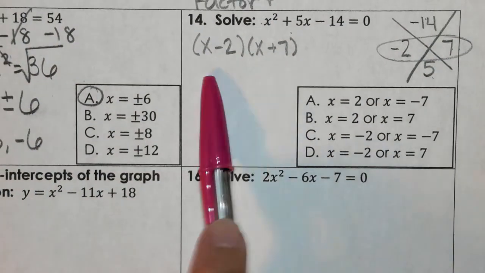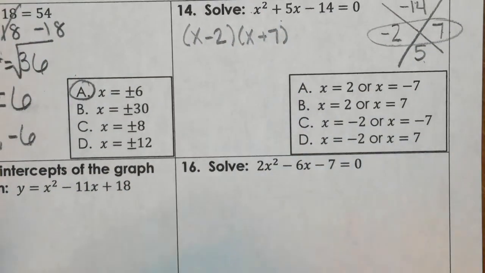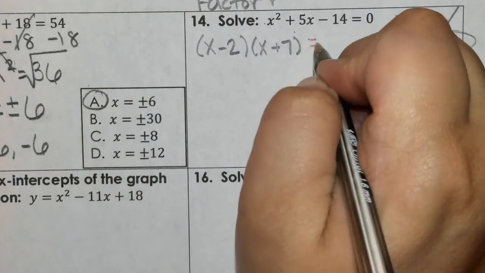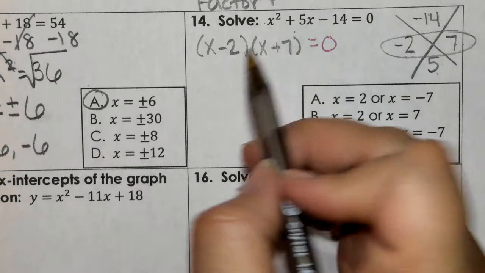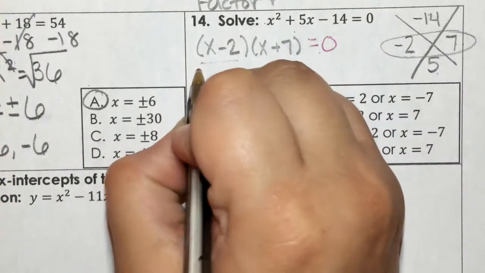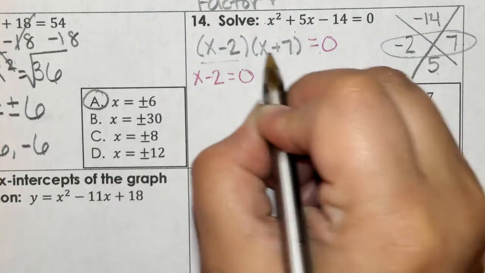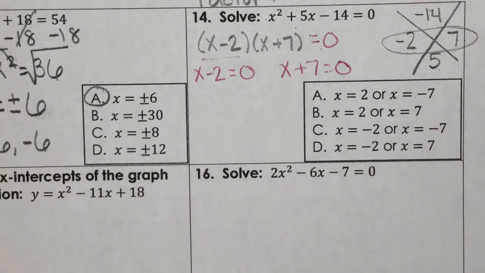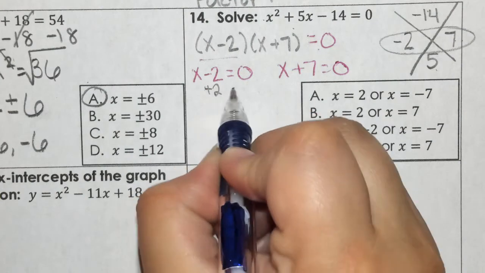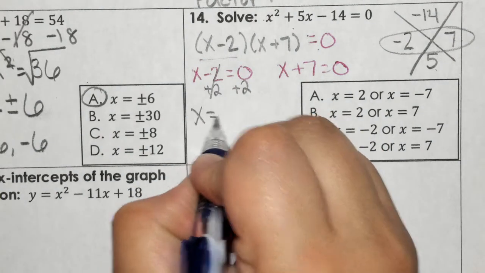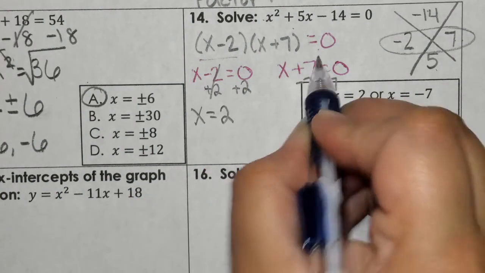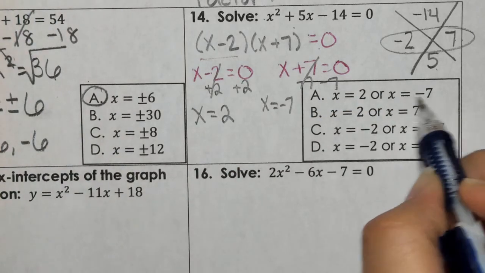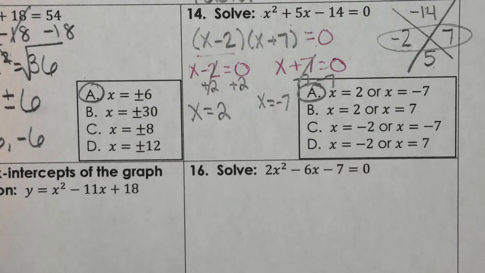So this was from Unit 6. Then, in Unit 7, with remote learning, I taught you guys set it equal to 0. And then you set this part equal to 0. And then you set x plus 7 equal to 0. And then you solve each one. So if I add 2, x is 2. If I subtract 7, x is negative 7. So this would be A.